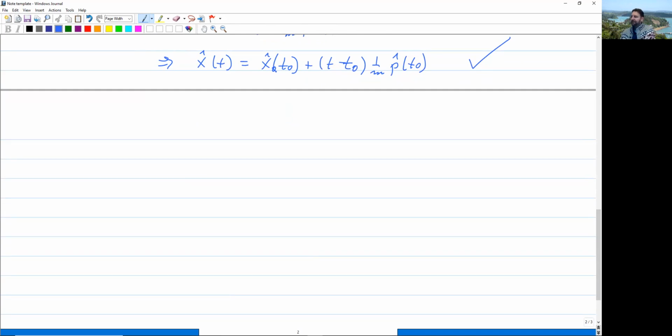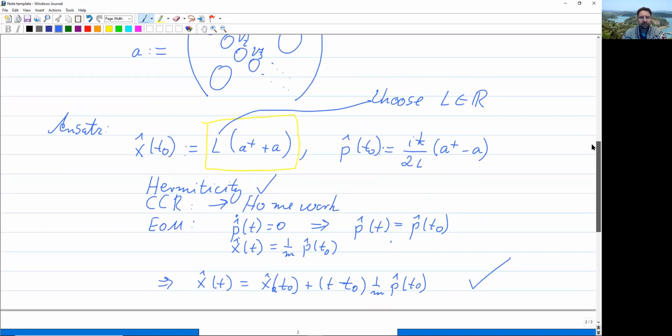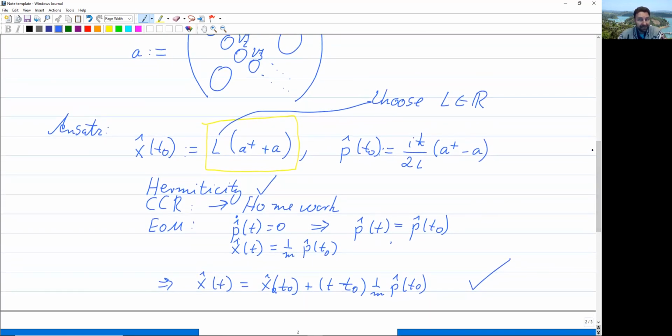There is one more thing that we should be careful about, because we solved the hermiticity condition and we solved the canonical commutation relations at the time t naught. Then we solved the time evolution. But how do we know that at later times the hermiticity condition and the canonical commutation relations are still fulfilled? We only checked them for the initial time.